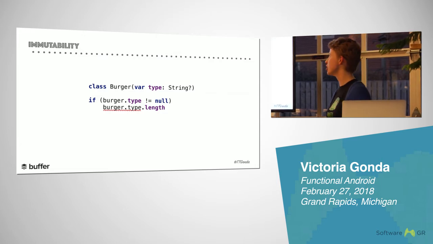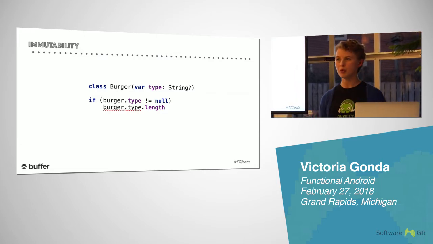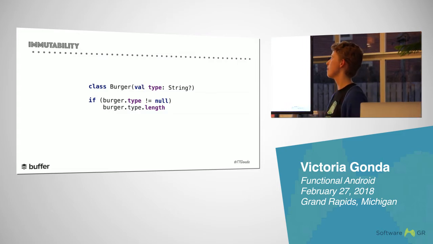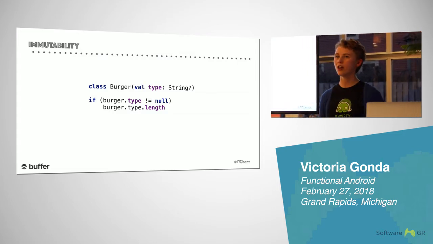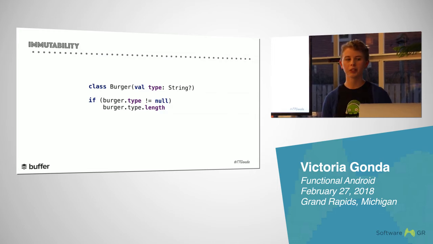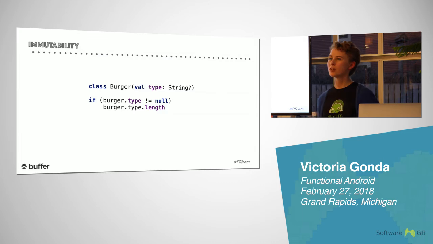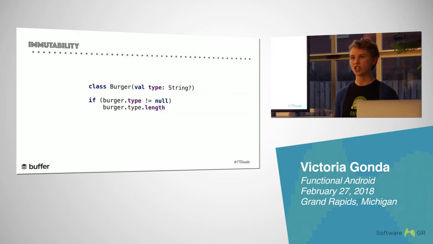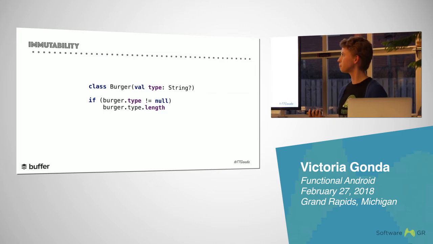So how does this change if we make the type immutable? So we're changing it back to a val. So now we have our val type. It's still nullable. We still have that question mark there. But now after we check if the type is null, we're safe to call things on it. Because it's immutable, we know that it can't change. And Kotlin knows this too.